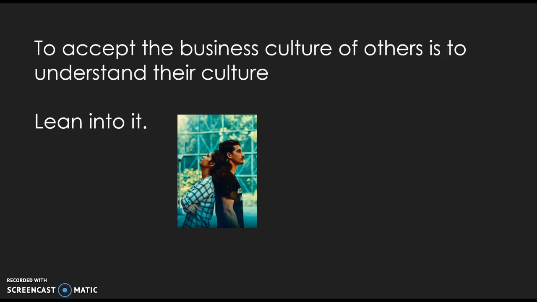Basically, it's to understand their culture. And to understand their culture, you both have to lean into it. He leans into her, she leans into him, and they reach a common understanding between them.